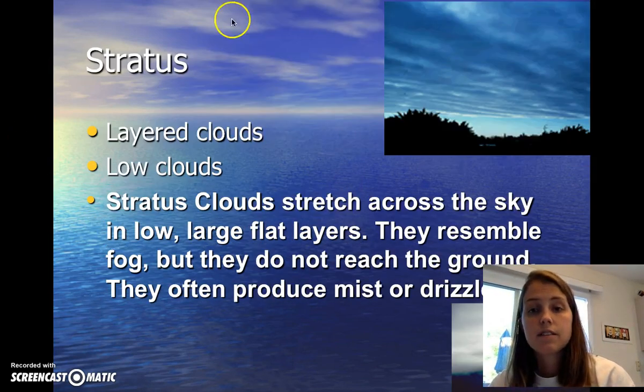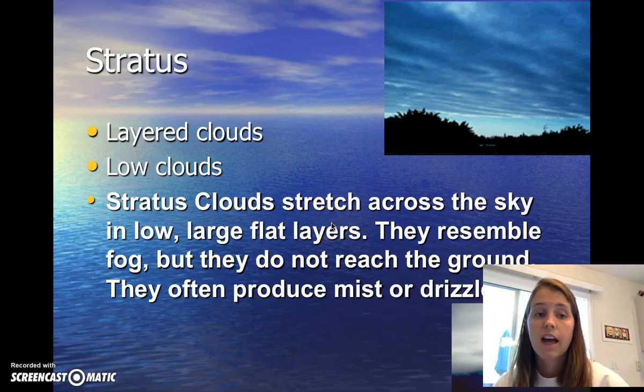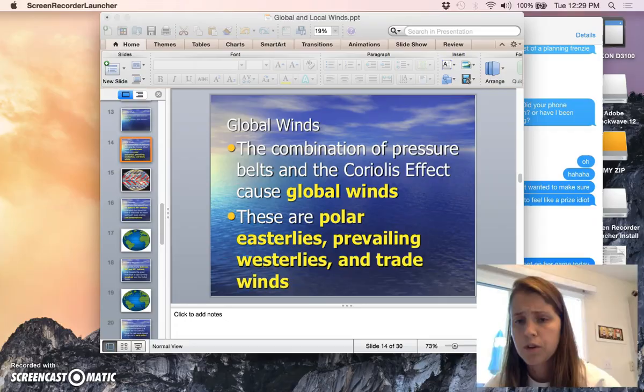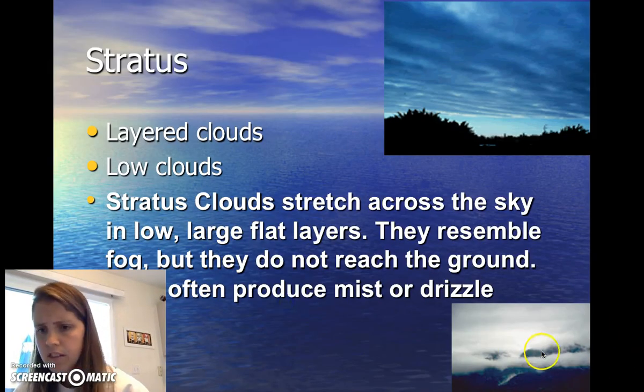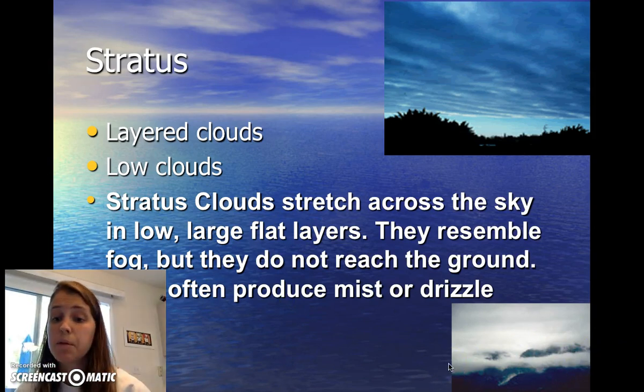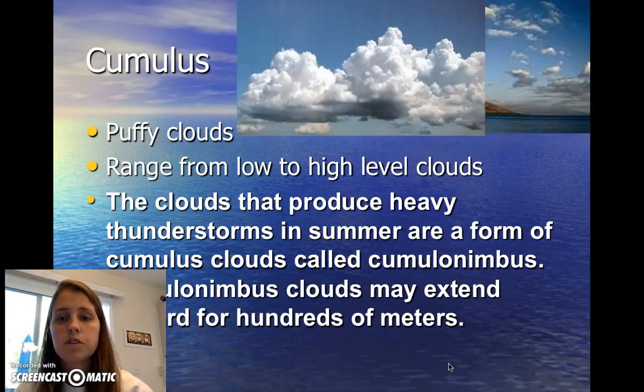We have stratus clouds. These are the layered clouds or low clouds. Stratus clouds stretch across the sky in low, large, flat layers, and they resemble fog, but they do not reach the ground. So if you look over here, okay, those are the ones that sit right on top of the mountains sometimes. Those would be your stratus clouds.